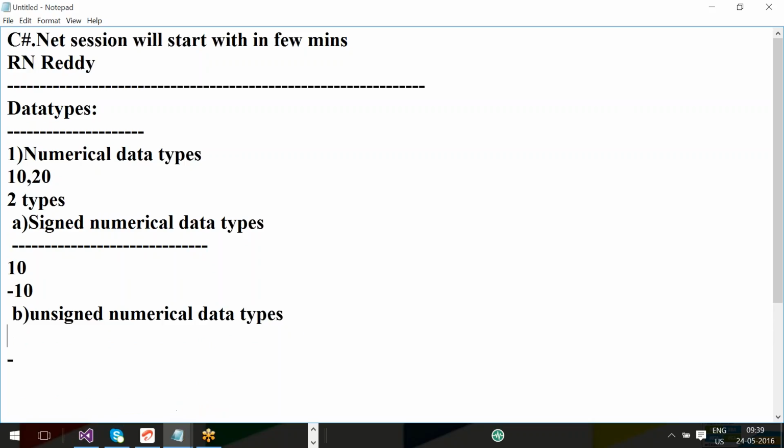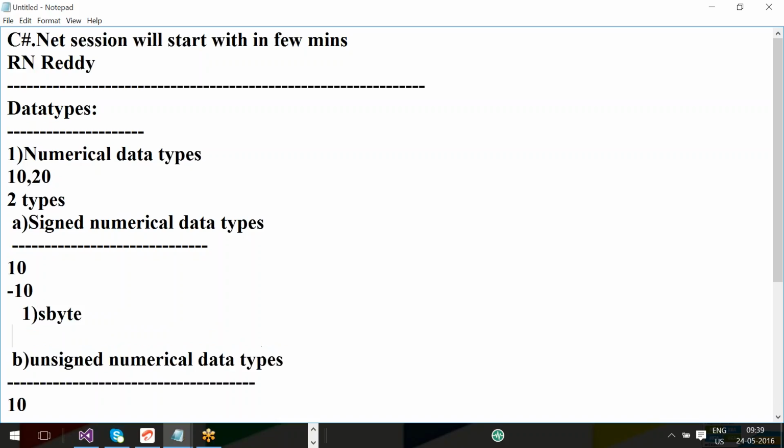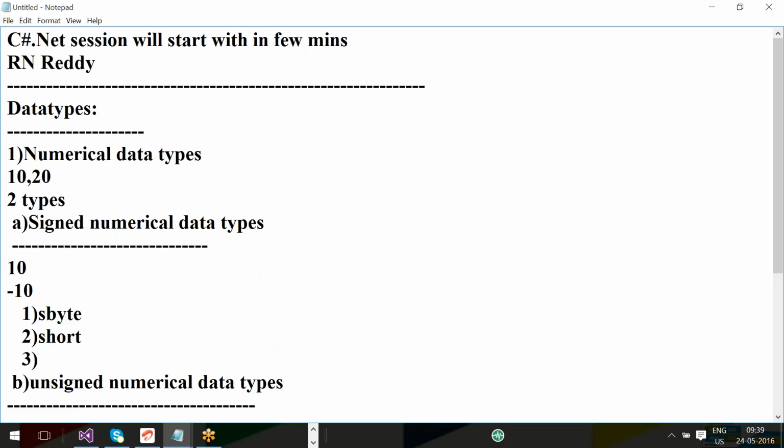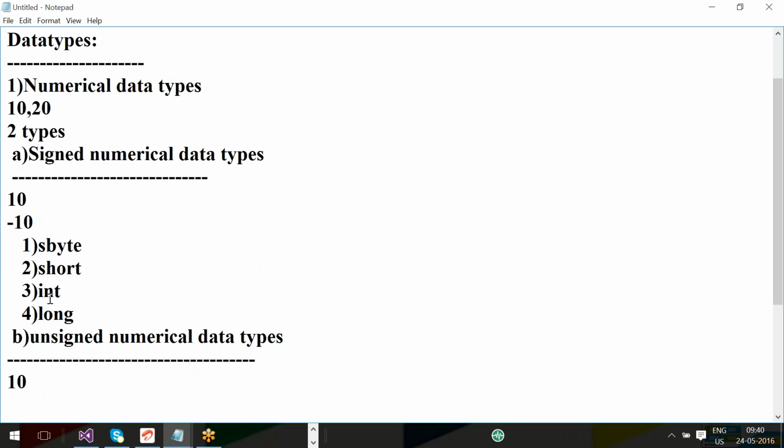Unsigned numerical data types can contain only positive values, like 10. Now, according to sizes, signed numerical data types are classified into 4 types: first, sbyte; second, short; third, int; fourth, long. This category is based on sizes.